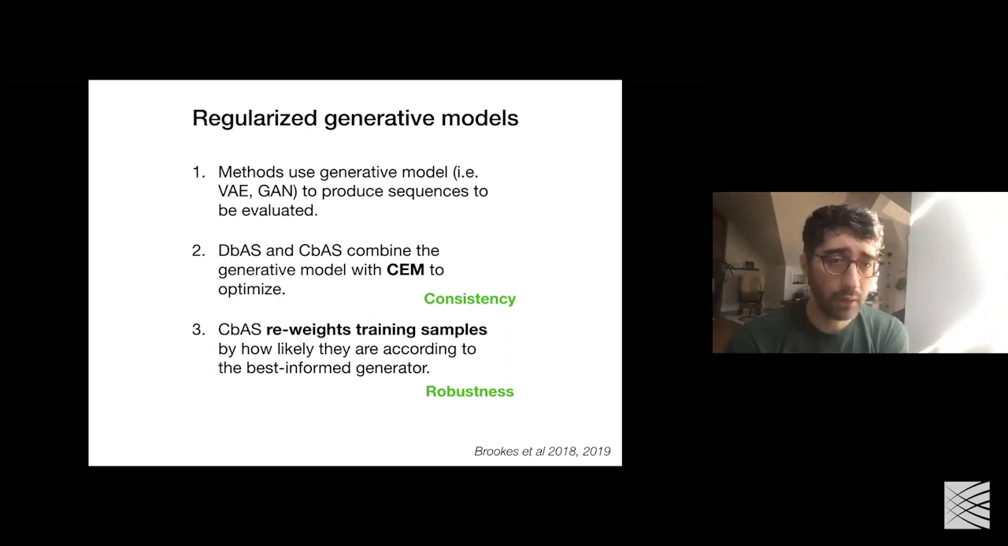CBAS is very similar, but it's rooted in the concern that if your oracle is biased or has some pathologies, it can drive your generator to no man's land and generate sequences that are not very good, even though the oracle thinks they're very good. So CBAS is trying to avoid that problem. And so you start like DBAS.